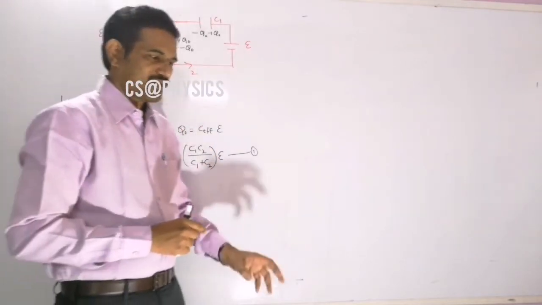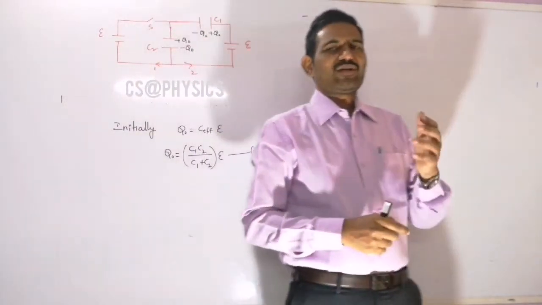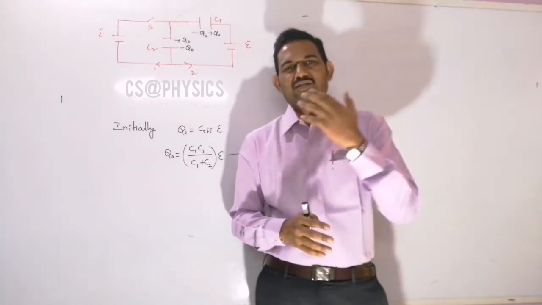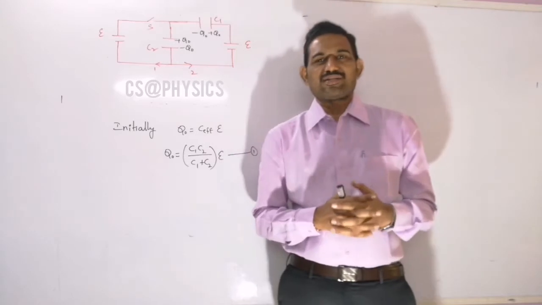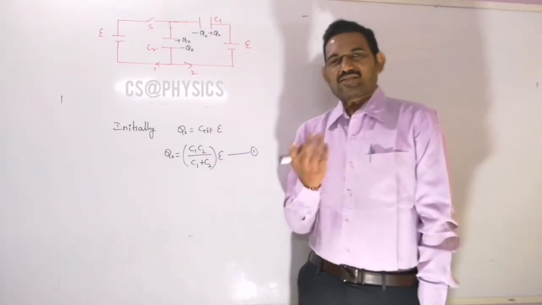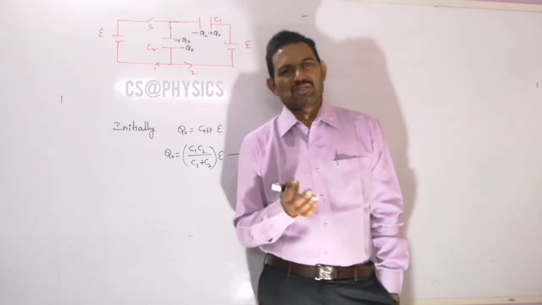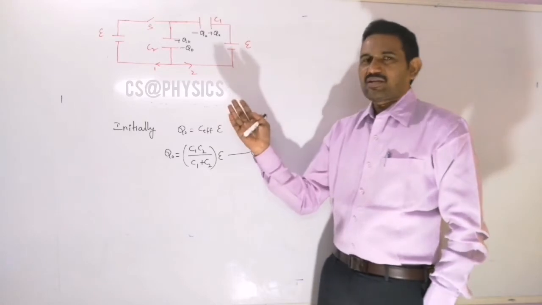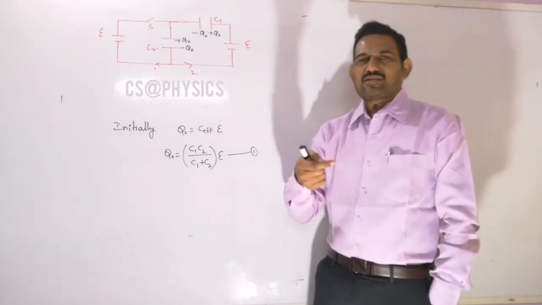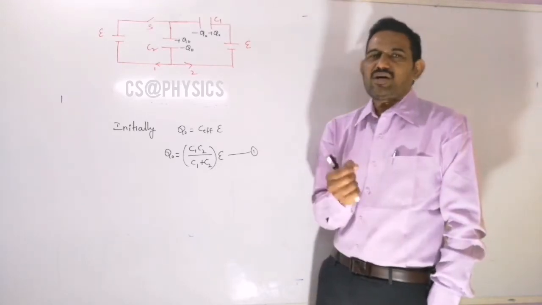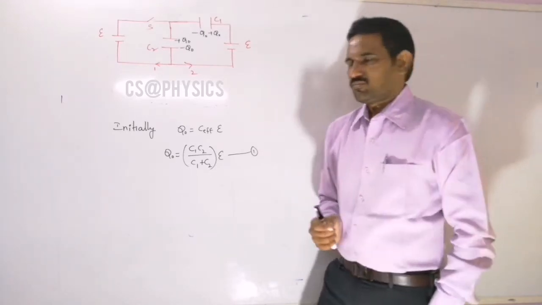That means you need to write the magnitude of this charge, as well as how much charge is flowing in that direction. That means magnitude and sign also you need to write there. So remember this point. If they are asking how much charge is flowing through the switch, it is sufficient to write the magnitude. But if they are asking by giving some arrow, that indicates how much charge is flowing in that direction, so we need to answer with the proper sign also.